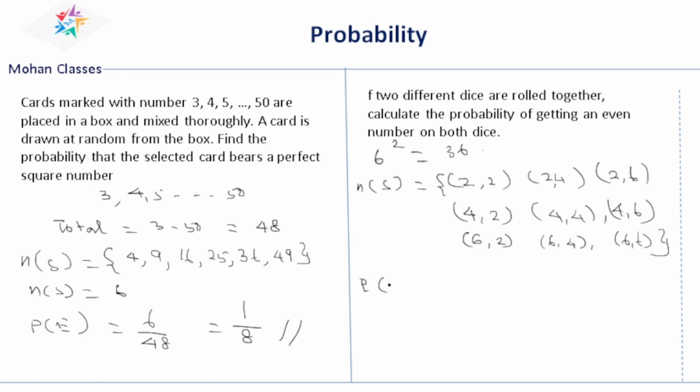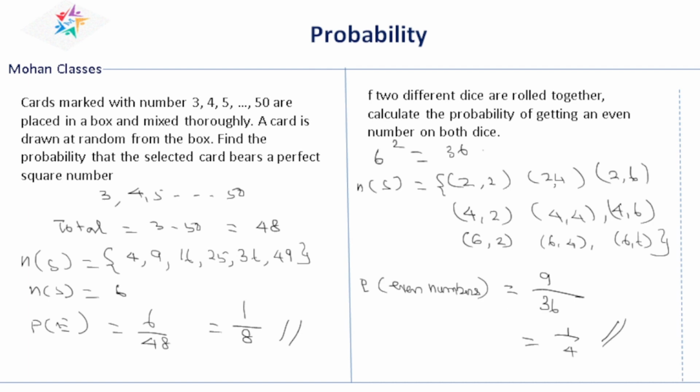Therefore, P of even numbers, let us write like this, then only you will understand. P of even numbers is equal to what? 9 divided by 36, the total possible outcomes, right? That is equal to 9 ones are 9, 9 fours are 36. This is 1 by 4, the probability of the even number.